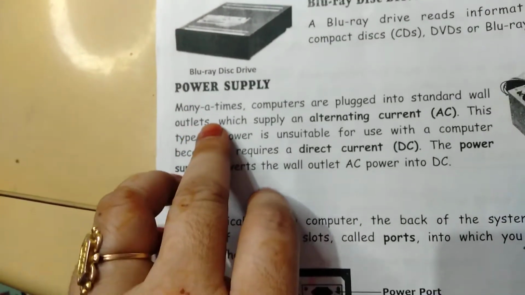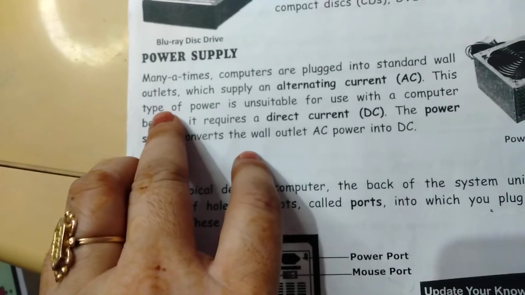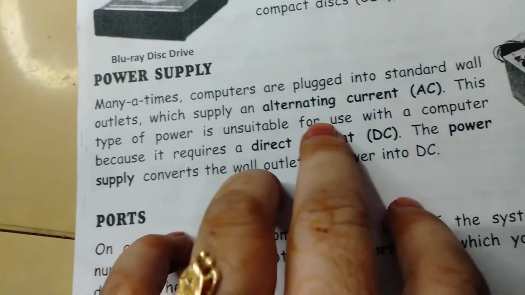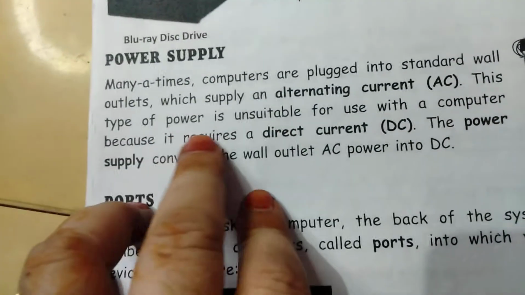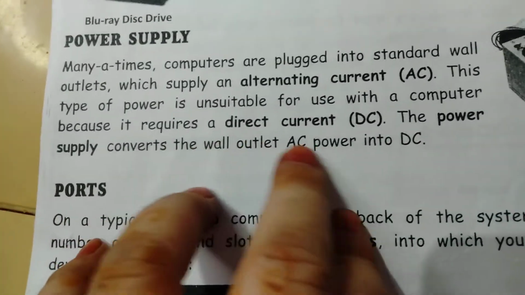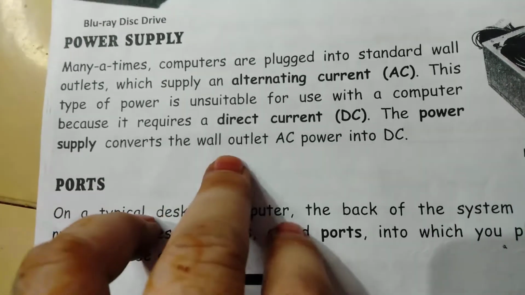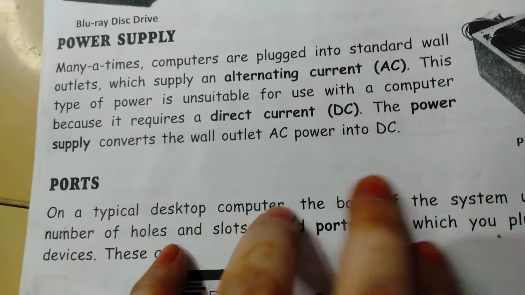Power supply. Many a time computers are plugged into a standard wall outlet which supplies alternating current, AC. This type of power is not suitable for use with a computer because it requires direct current, DC. The power supply converts the wall outlet AC power into DC power.